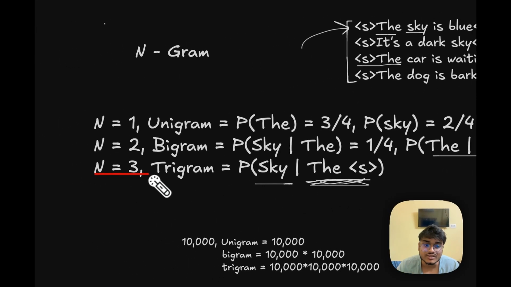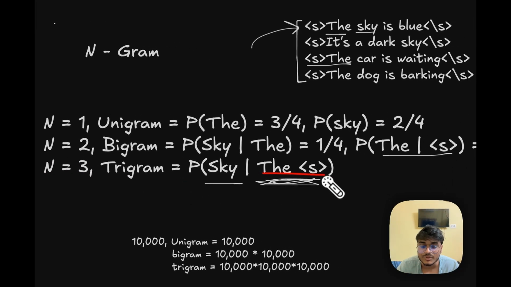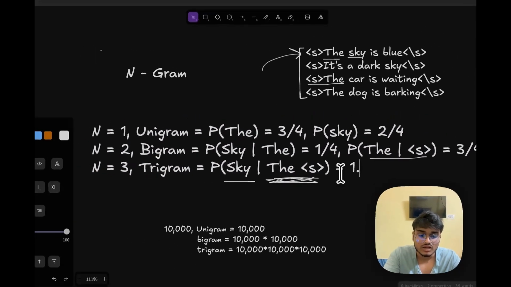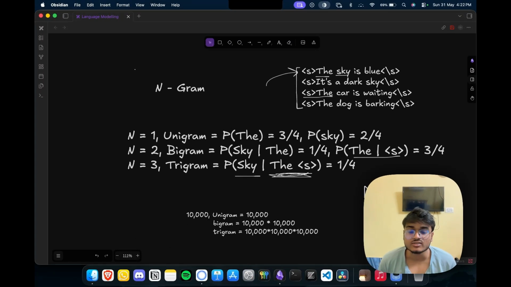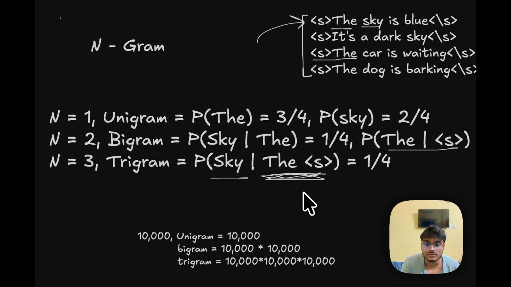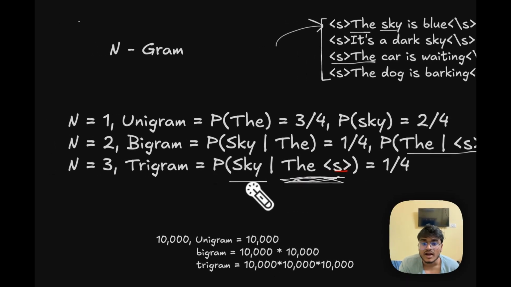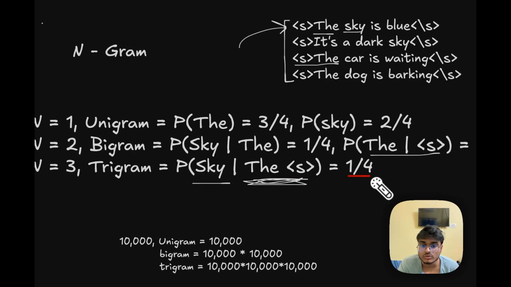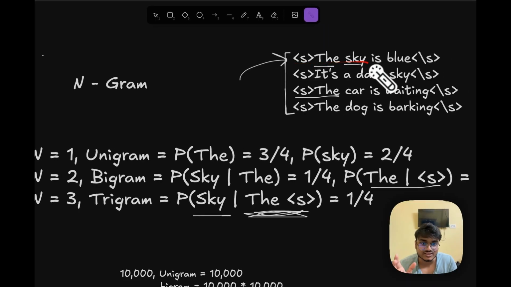Let's say for the trigram, we have to find the probability of this particular sequence existing. This will also be 1 by 4. As you know, the sentence starts with the start tag, then "the", and then "sky". Whenever you are finding this, this is the probability of this sequence to exist inside the data set.